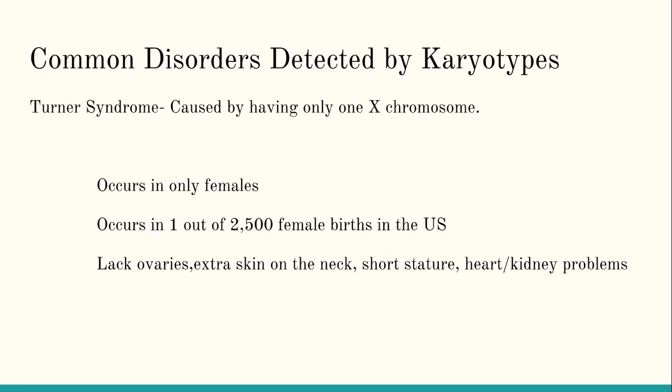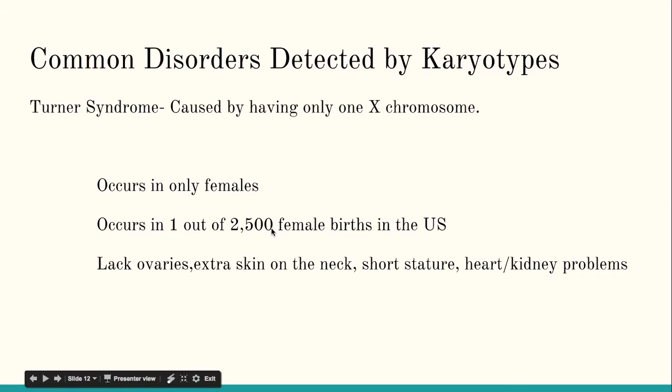Okay. Our next disorder that we can use a karyotype to detect is called Turner syndrome. And in contrast to Down syndrome where you have too many chromosomes, Turner syndrome is caused by missing a chromosome. In this case, these individuals have only 1 X chromosome, so this is a sex chromosome disorder. Because you have only an X chromosome, this is only going to occur in females. It is much more rare than Down syndrome. It occurs in 1 out of every 2,500 female births.